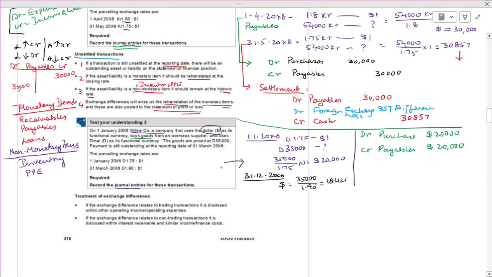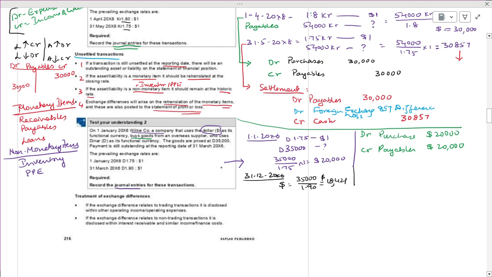Is it a gain for you or a loss? Have you settled the transaction? It is an unsettled transaction. Is it right? If it is an unsettled transaction, see, if you had paid on 1st of January, you would have paid how much? 20,000. But by 31st of December, the dollar is becoming strong.